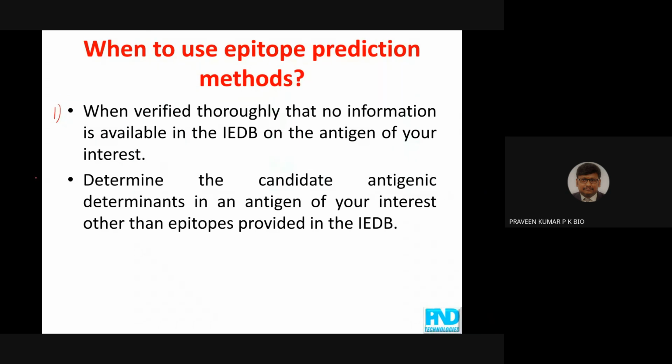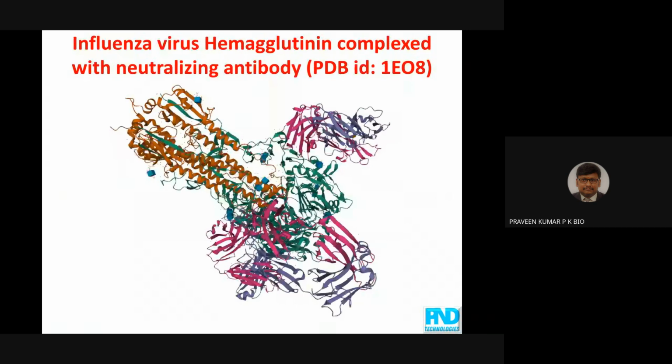So this is the first thing, and the second thing is to determine candidate antigenic determinants in an antigen of your interest other than the epitopes provided in the IEDB. So other than the IEDB, if you want to predict a few more epitopes and confirm whether any of the newly predicted epitopes can show better docking with a human MHC molecule, it's better, isn't it? So for this purpose also we can try. Now let me go ahead with the example.